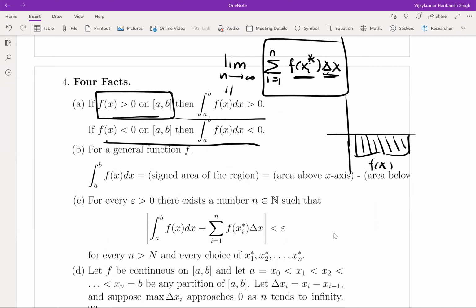If you're looking at the integral a to b f(x) dx, let's look at an example. Suppose this is my function like that. Suppose this area is A1, area being the positive quantity. This area is A1. This area is suppose A2. And suppose this area is A3.